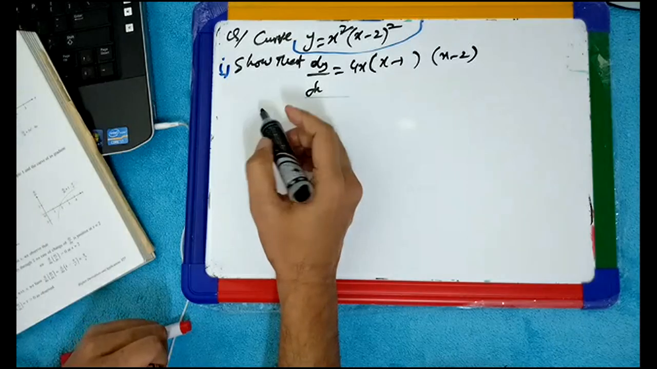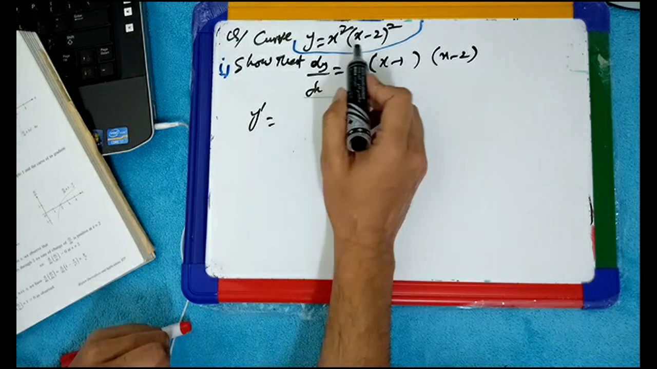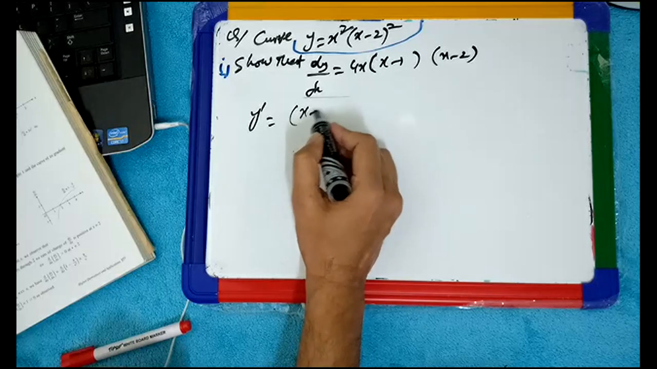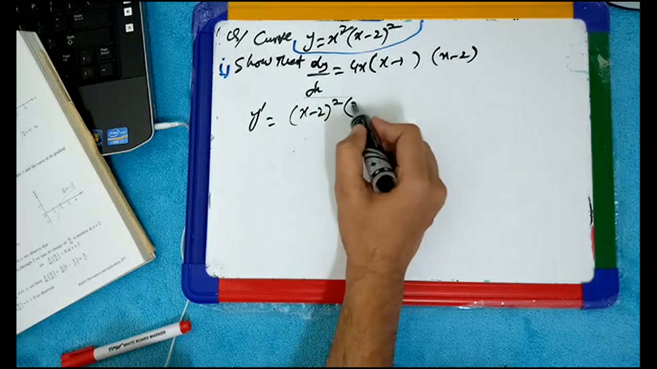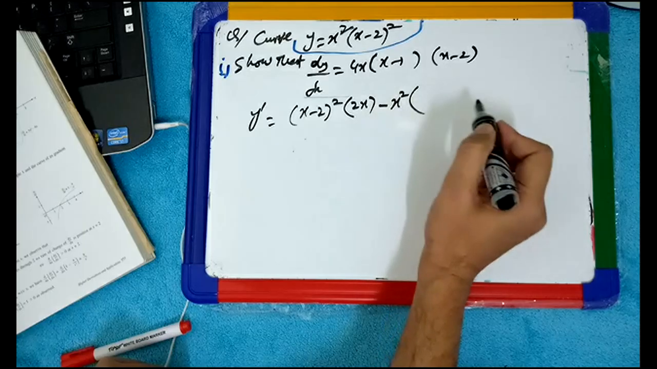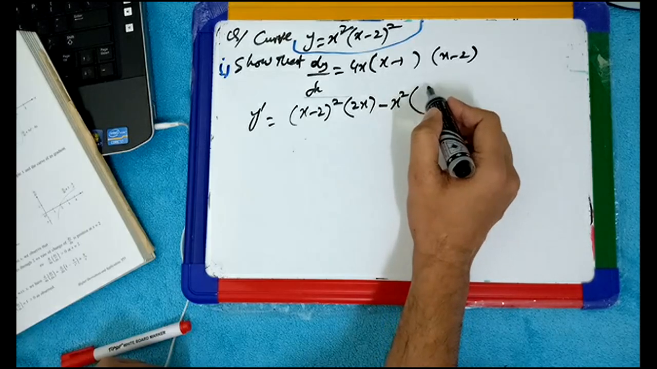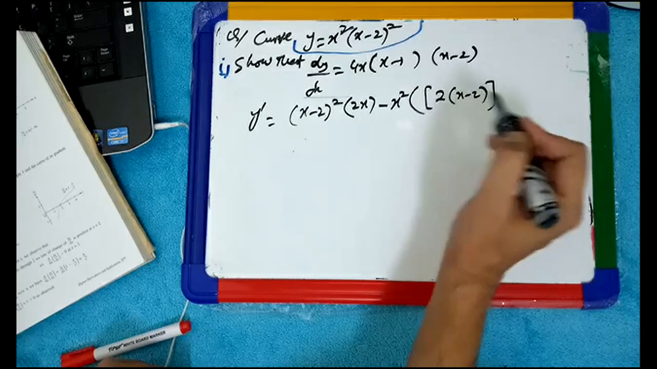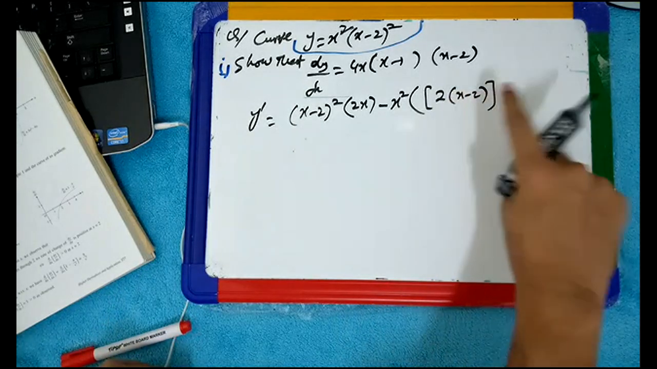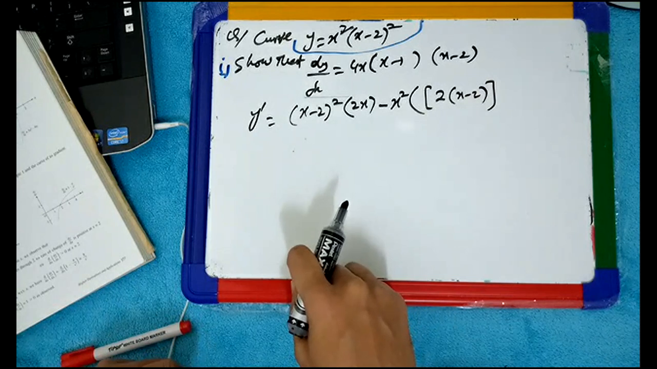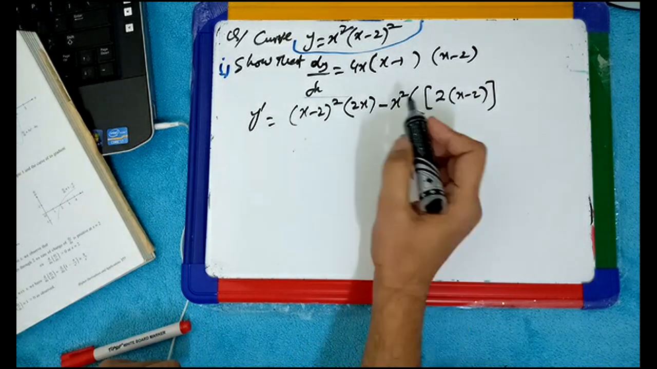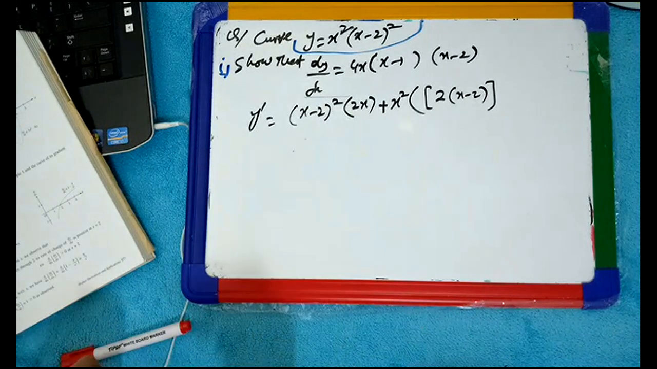So y dash equal to, first I write V U dash, right? V U dash means I write V, X minus 2 whole square. This is V, and U dash is 2X. Minus U, X square, and V dash is 2X minus... X minus 2. Only this, right? Because if I write 1 over here, there is no impact on this. So this is final, right? But here we use a plus sign. In the product rule, we use a plus sign.